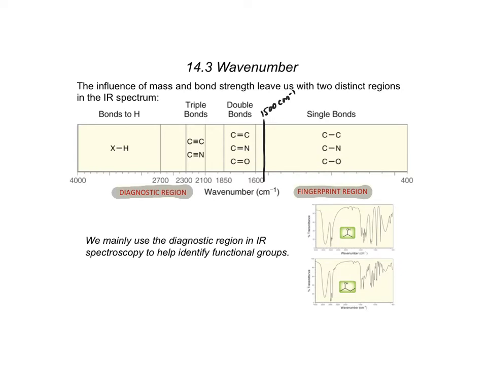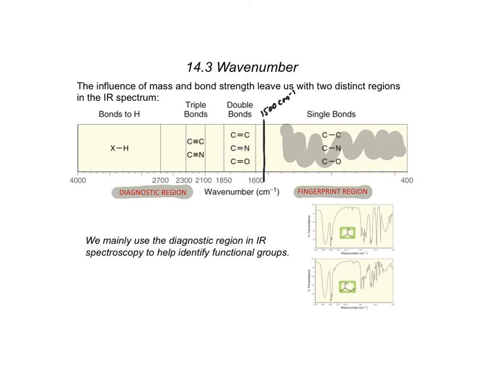Also note what types of bonds we're going to be looking at in each different region. For the fingerprint region, what type of bonds are we looking at in terms of triple, double, single? All single bonds. So everything down here is essentially just single bonds, right? Whereas as we move to the left of this little dividing line, into the diagnostic region, what type of bonds are we looking at here? Doubles and triples.